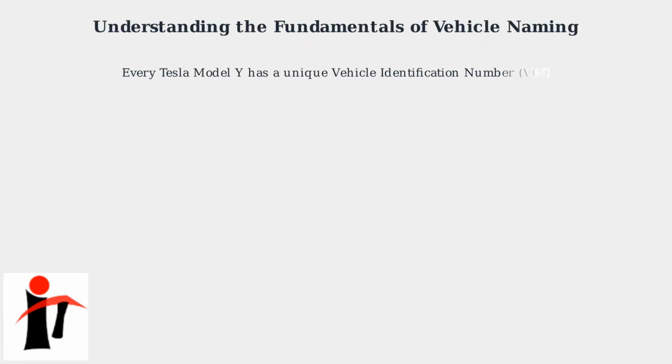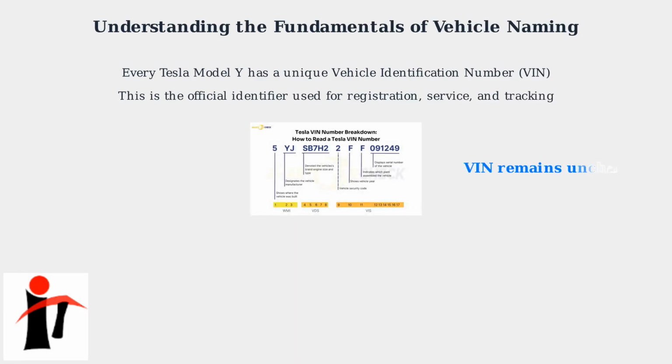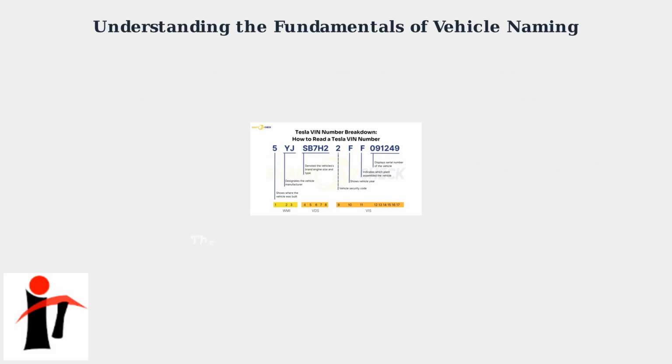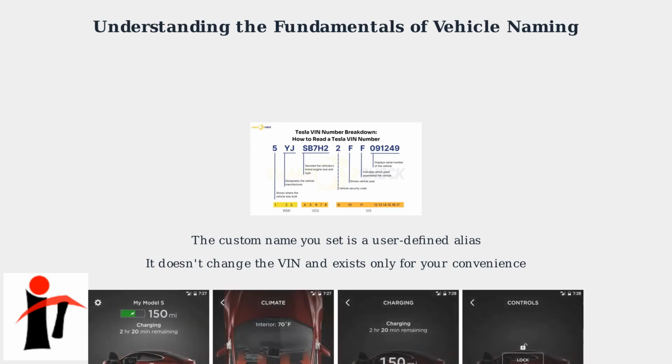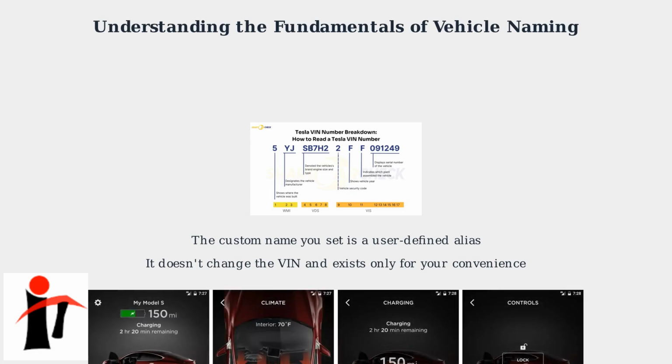Let's understand the fundamentals of vehicle naming in your Tesla Model Y. Every Tesla has a unique Vehicle Identification Number, or VIN, which serves as the official identifier for the vehicle. This VIN is used for important purposes like registration, service records, and tracking by Tesla and authorities. When you change your car's name, you're creating a user-defined alias that appears in the Tesla app and on your vehicle's touchscreen. This alias makes it easier to identify and manage your specific Model Y, especially if you own multiple Teslas. Importantly, this custom name does not alter or replace the official VIN in any way.